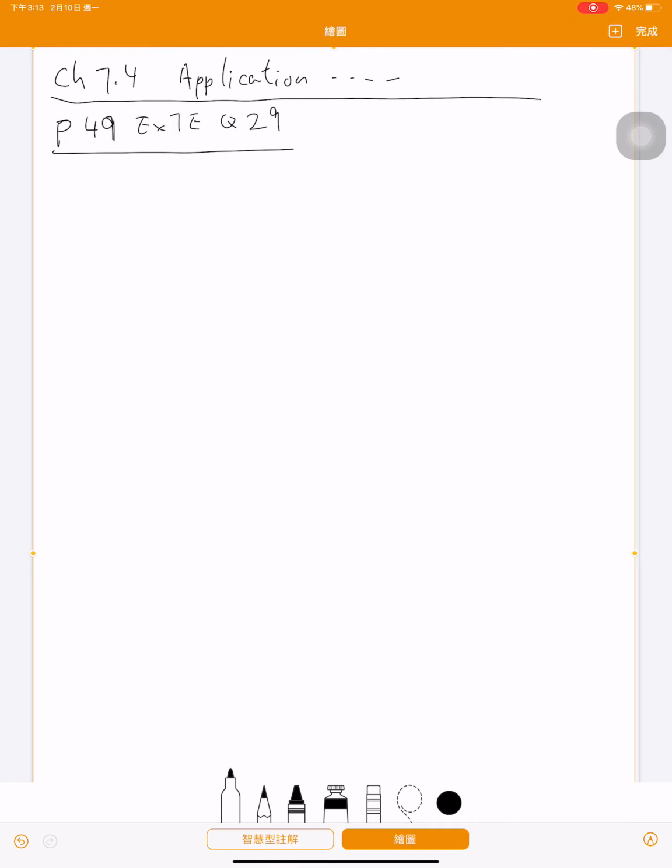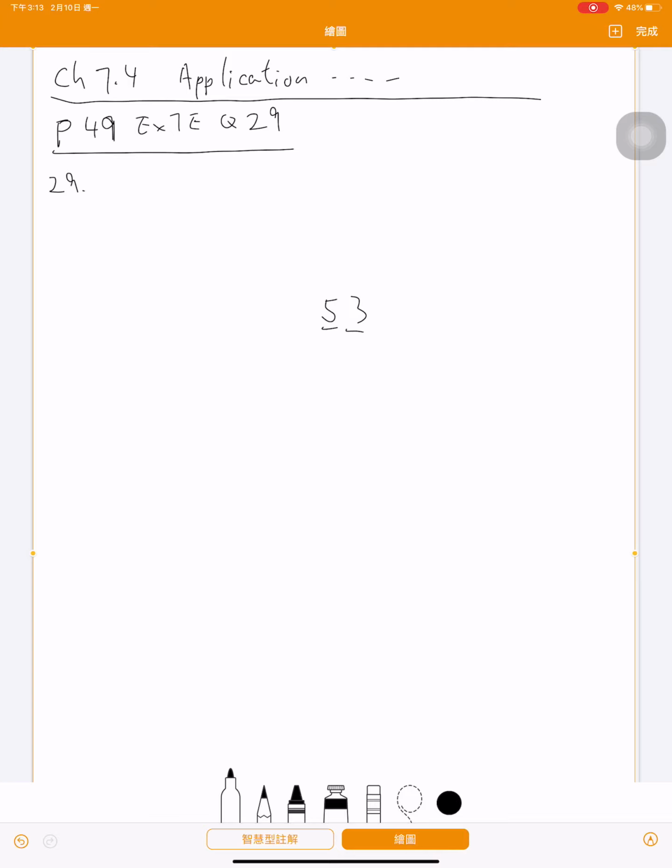Okay, I will talk about question 29. Question 29. First of all, the question says the sum of the digits of a two-digit positive number. So first of all, a two-digit positive integer. That means, for example, 53. This one is two-digit, right?